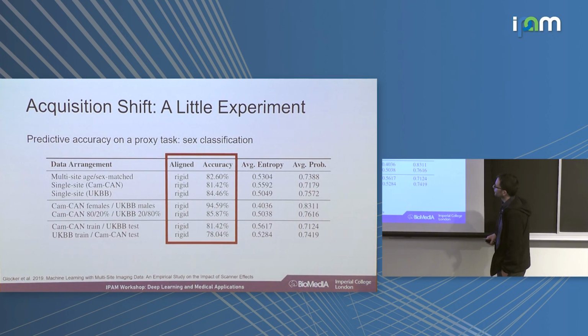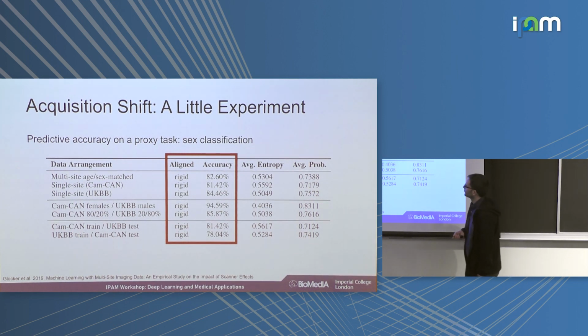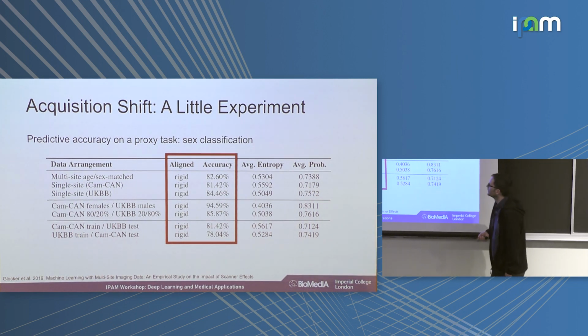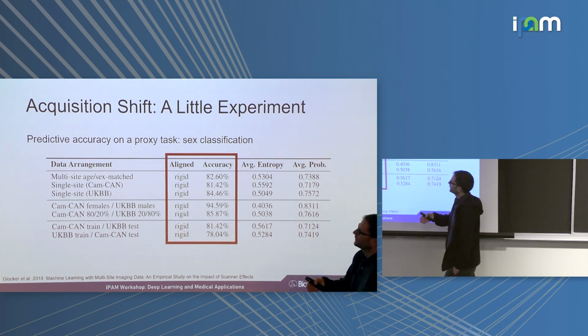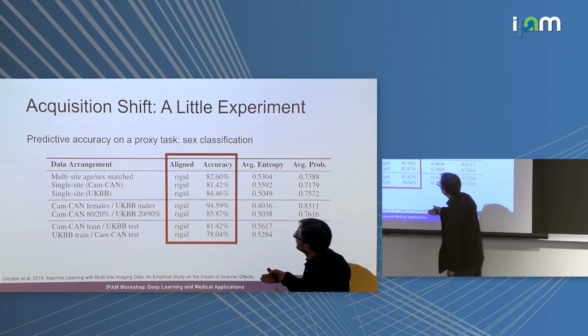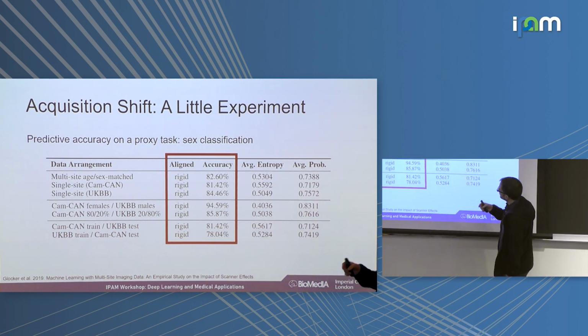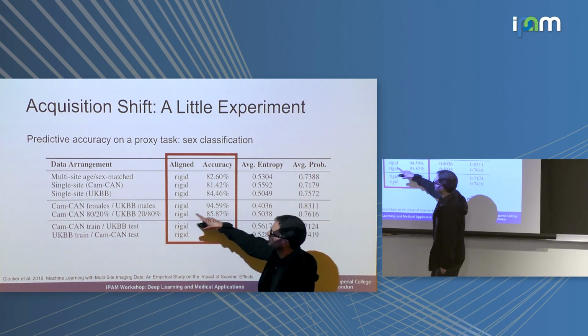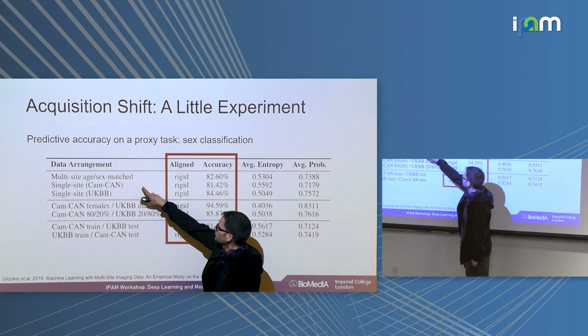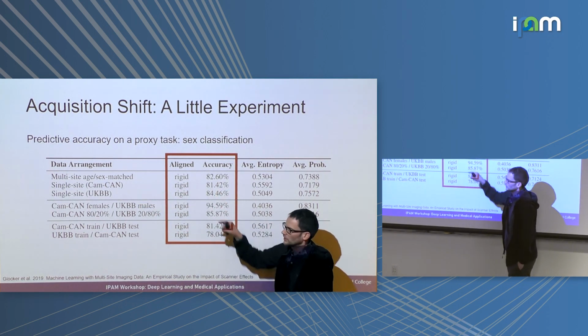We then did a bit of a toy task. So we wanted to do a binary classification between the images, and the only information we had was age and sex. So here we tried a sex classifier to tell us for a brain scan whether it's male or female. And interestingly, the numbers are as follows. If you take multi-site data and it's age and sex matched, you get something around 82%.